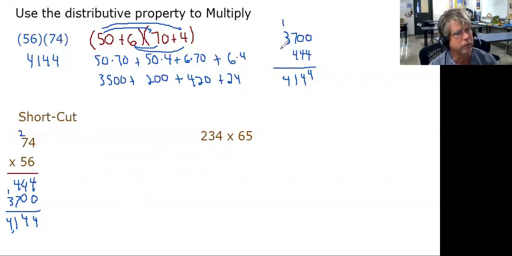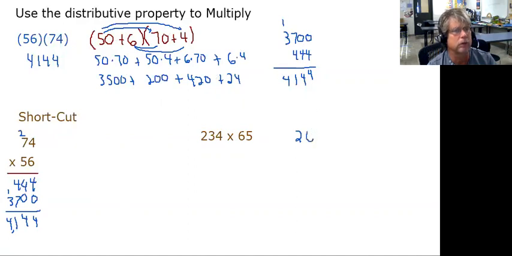It looks very similar to what we had over here. This is just quicker as far as organization goes. This is the reasoning behind it. This then just becomes a shortcut. So if I do 234 times 65, instead of using the distributive property, we just use the shortcut on that.